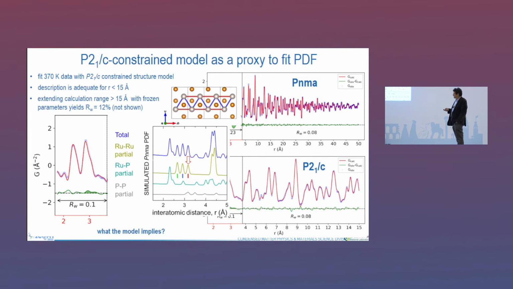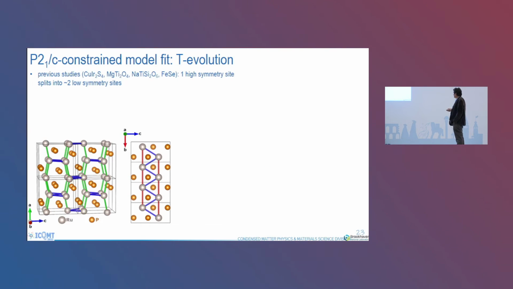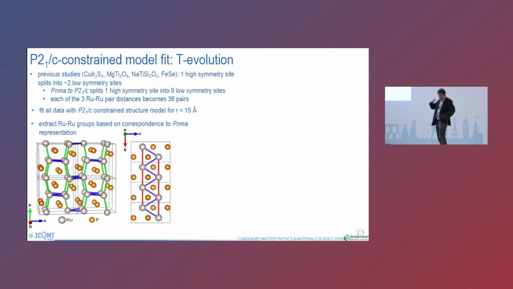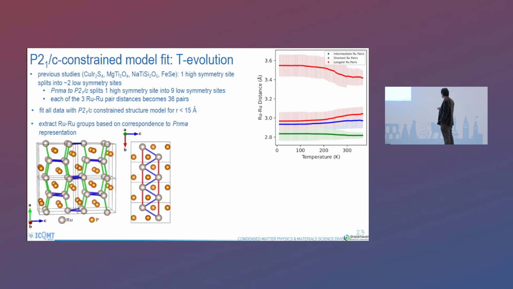So the question is, what does this model imply? To do this, we have carried out sequential refinements over a broad temperature range from base temperature all the way up to 370 Kelvin. And we have grouped ruthenium distances from the P21/c model into distance groups that correspond to Pnma type distances, and this is what you see.